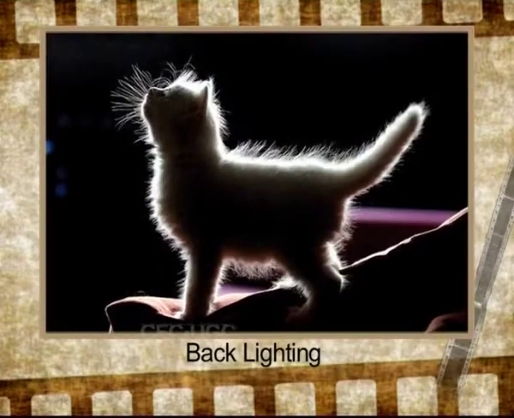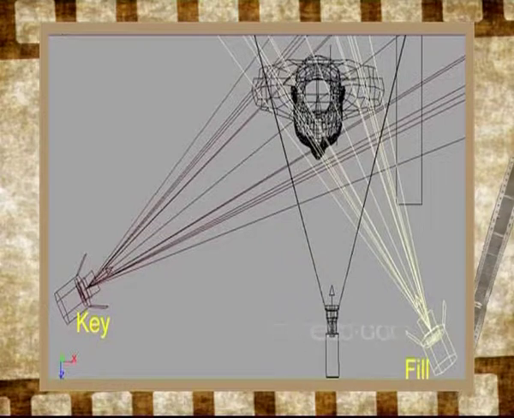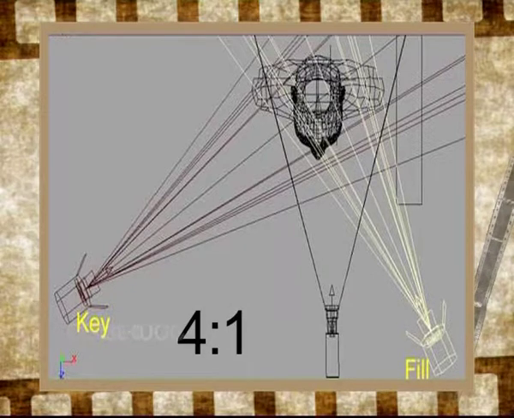In a realistic situation, a key light and fill light are always controlled by a certain ratio that binds them. In interior daylight situations, this ratio is 4:1. That means the key light intensity is 4 times the intensity of the fill light.